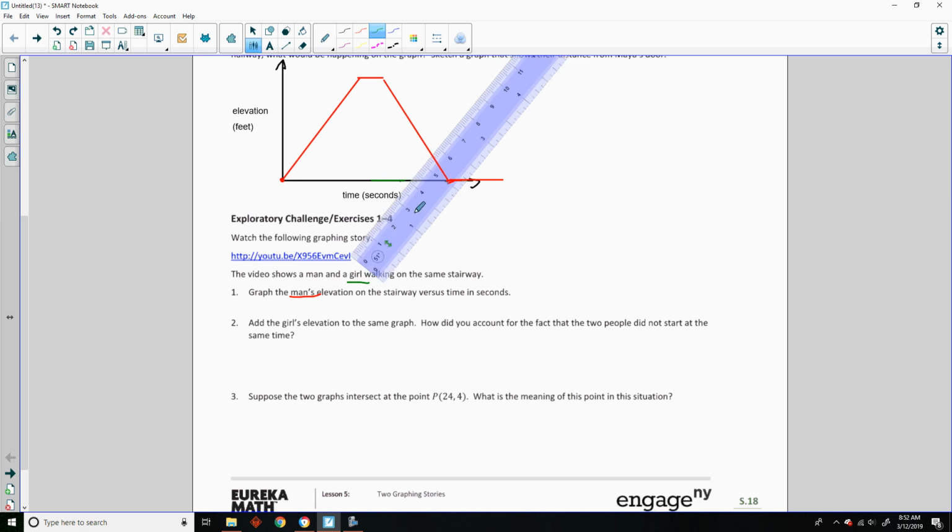For some reason this is not recognizing my ruler. Let's try this side. It's supposed to snap to my ruler. Try it one more time here. Nope. Let me delete the ruler.